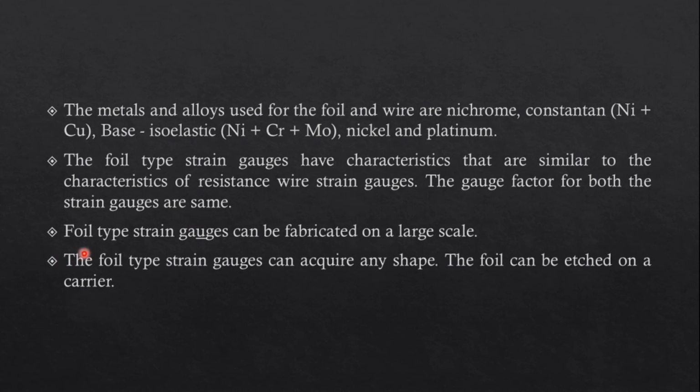The foil type strain gauge can be fabricated on a large scale. This is the advantage of the foil type strain gauge. And the foil type strain gauge can be given any shape. We can change the shape of that strain gauge. The foil can be attached to any carrier because of its foil type shape, so we can attach our strain gauge to any type of surface.